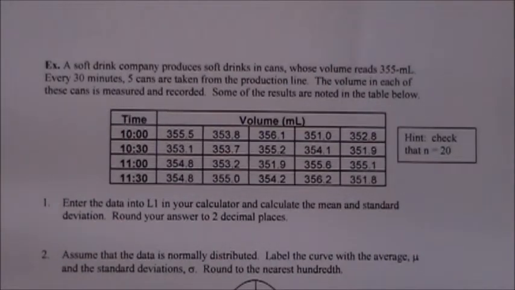A soft drink company produces soft drinks in cans, whose volume reads 355 milliliters. Every 30 minutes, 5 cans are taken from the production line. The volume in each of these cans is measured and recorded. Some of the results are noted in the table below. Now we look at the table.